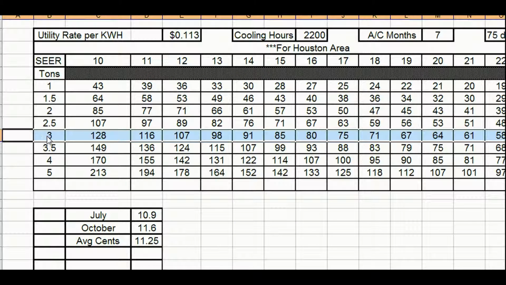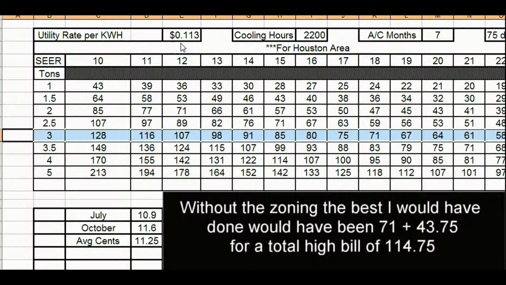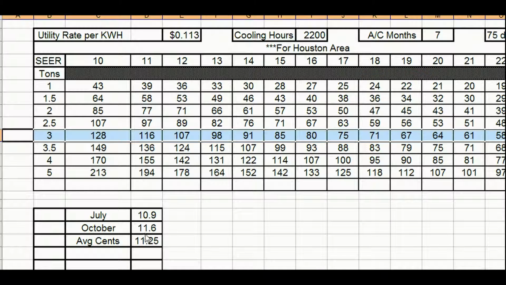Now, you'll notice that my utility rate is 11.3. How I figured that was I took what I paid for electricity in July, an average of 10.9 cents per kilowatt hour, and my October rate, which was 11.6 cents per kilowatt hour, added the two together and divided by 2, which gives me 11.25. I then rounded this up to 11.3. And I plugged this into the chart, and that tells me what I would pay for my air conditioning based on a 75-degree set point.